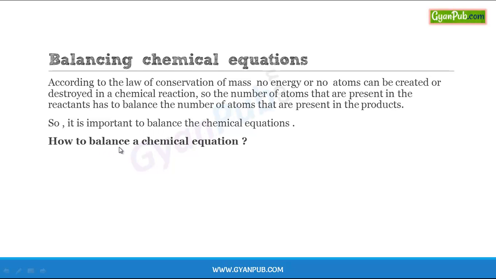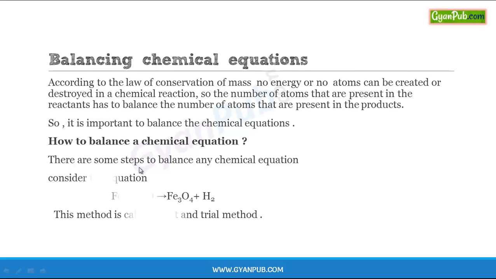And how do we balance a chemical equation? To balance an unbalanced chemical equation, there are some steps. This method is called the hit and trial method. Consider the reaction between iron and water, that is, Fe plus H2O gives rise to Fe3O4, that is ferric oxide, and hydrogen. This is an unbalanced equation, and we are going to balance it using the steps.